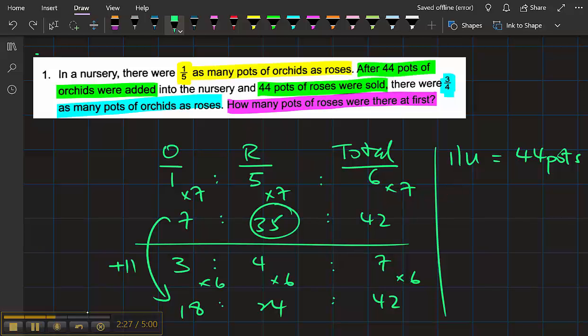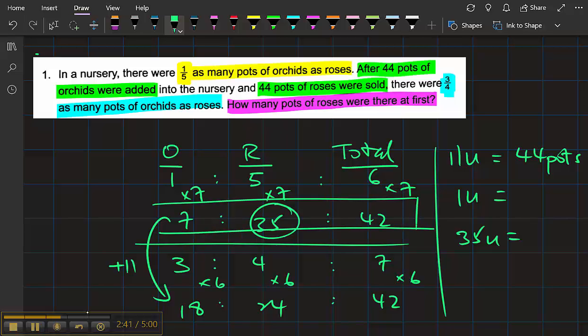So after you find 1 unit, look for 35 units. The reason why you must use 35 and not this 5 is because you got to use the row that has 42 as the total, because the total was not changed.